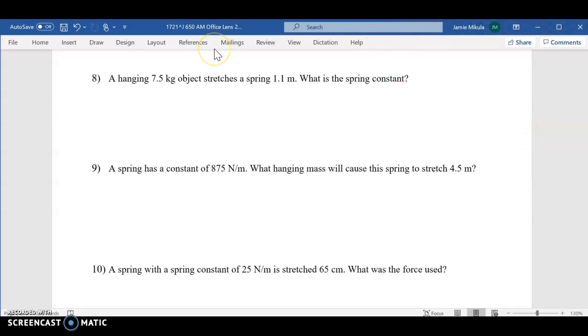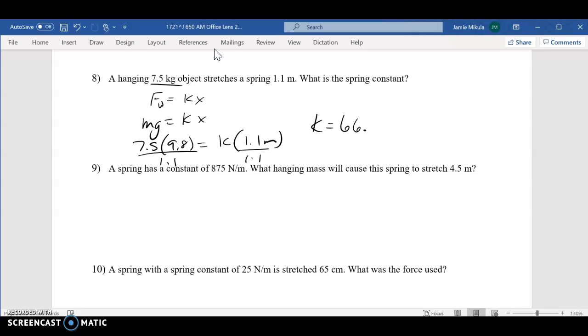Number 8, here's a mass again. What is the spring constant? So F equals kx, but it's the force of weight, so we can replace that with mg equals kx. 7.5 times 9.8 equals k times 1.1 meters. Divide 1.1 by both sides. And you get 66.8 newtons per meter. Spring constant.